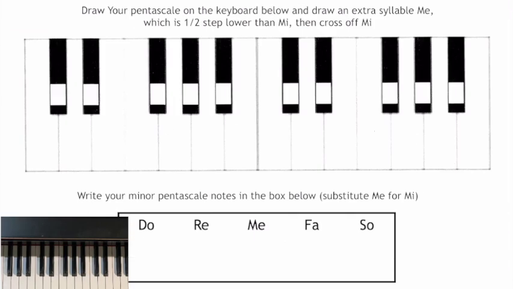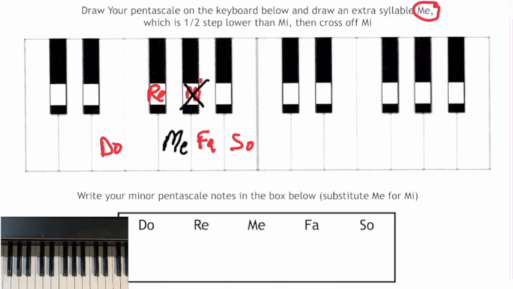So draw your pentascale on the keyboard below and draw an extra syllable may. Now these syllables are Italian, so M-I is pronounced me, and then M-E is pronounced May, like the month of May. So May is a half step lower than me. So we're gonna draw May right here, and we're gonna cross off me, and that is our minor pentascale.